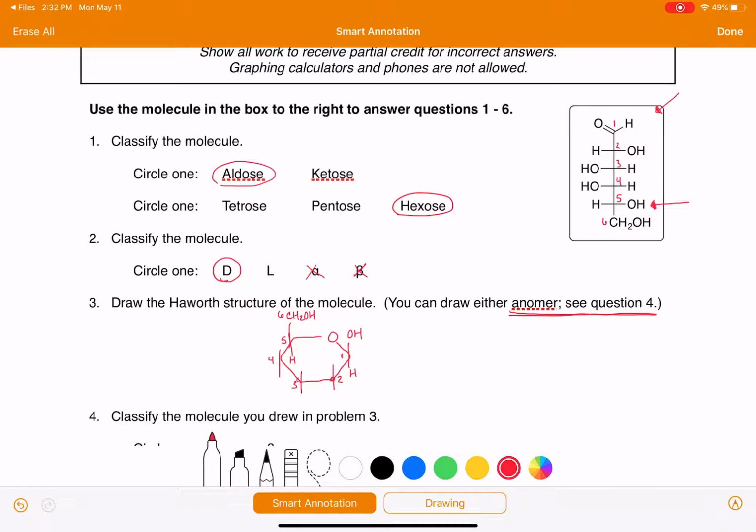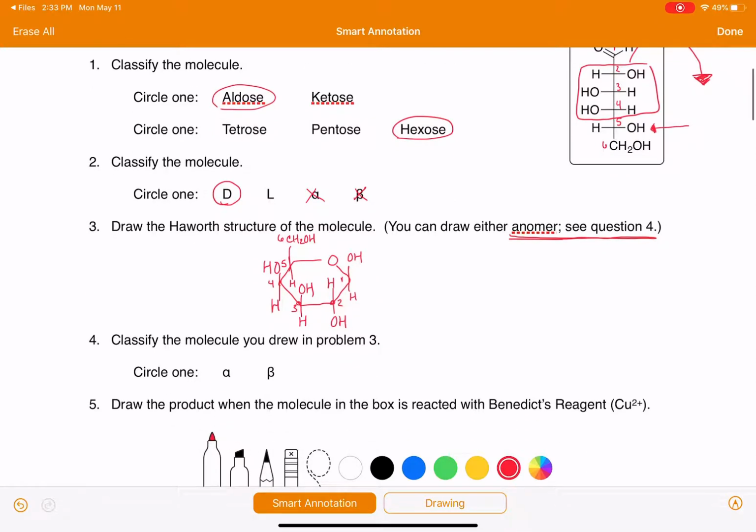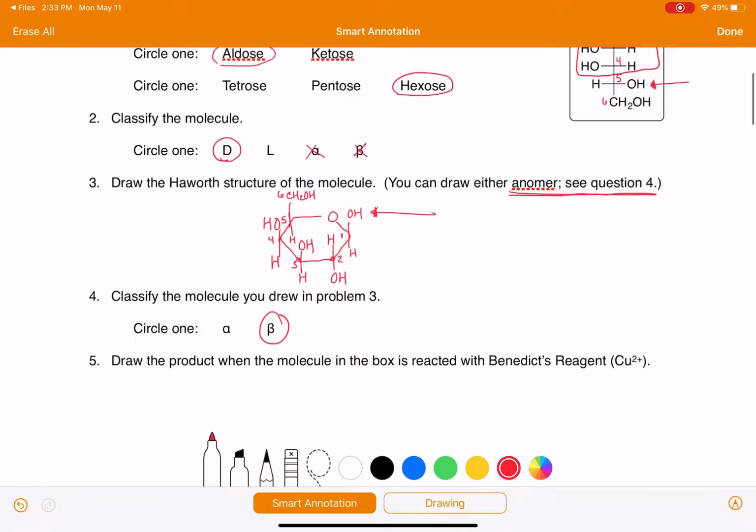It's our choice of where we want to put the OH group on carbon number 1. On carbons 2, 3, and 4, we have to look at the position of the OH groups in the straight chain version of the molecule. We want to imagine turning it on its side this way. And if we do that, on carbon number 2, the OH is down. On carbon number 3, the OH is up. On carbon number 4, the OH is up. And the molecule that we drew in problem 3 with the OH group on carbon number 1 up in the sky is a beta.